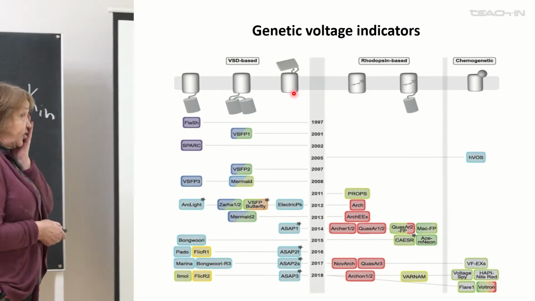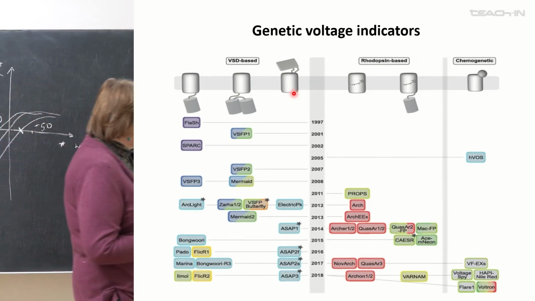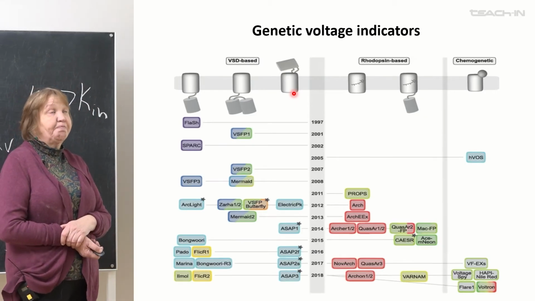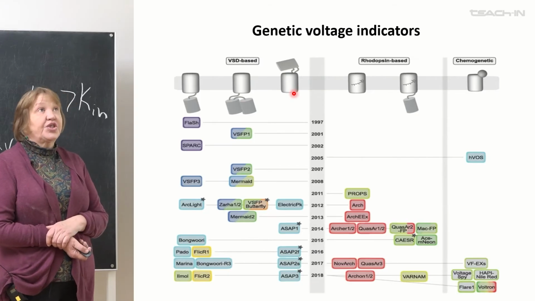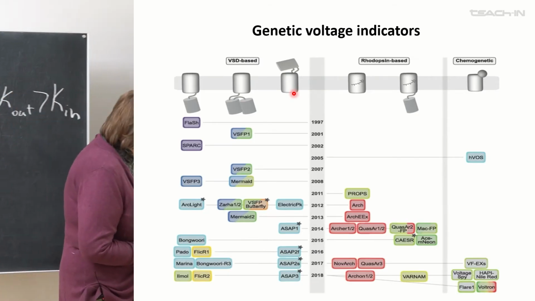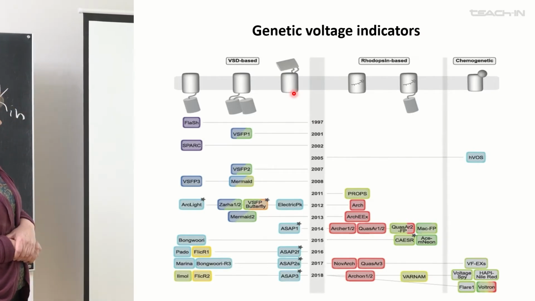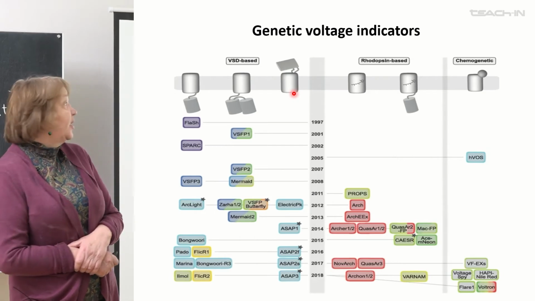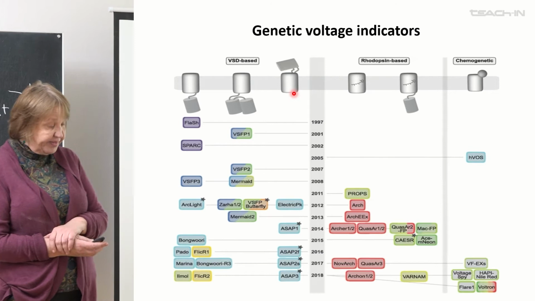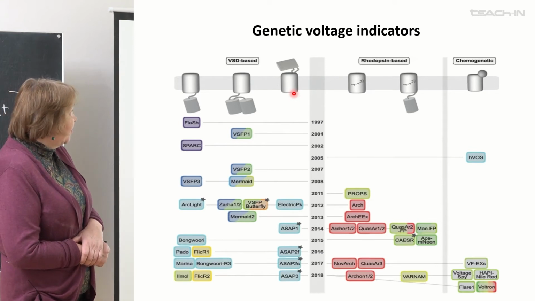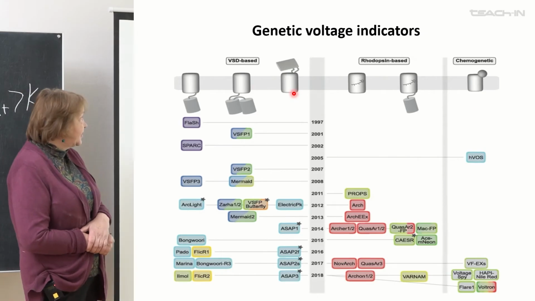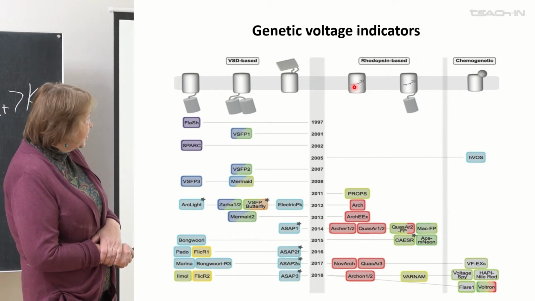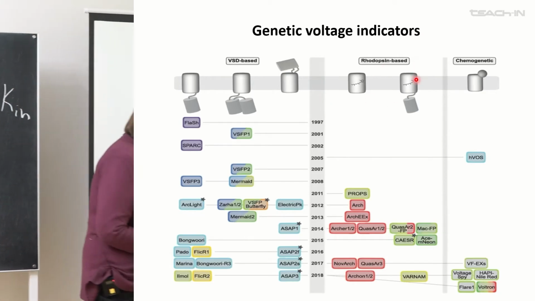All right. So people tried to develop indicators that will respond to changes in membrane potential, starting in the late 90s. Three major families of genetic voltage indicators have been developed: voltage sensitive domain based indicators, where you see there are many of them, rhodopsin based, and homogenic.